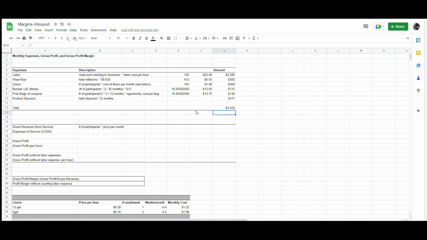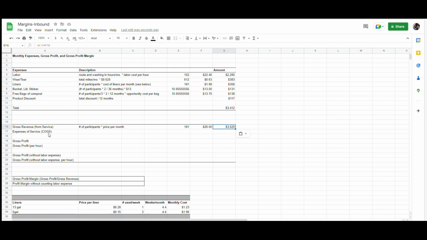Okay, good. So now I come down to the next section, the gross revenue from the service. Simply, how many people are participating in the service and how much do I charge them? Got 181 people participating. I charge them $20 a month. So again, I'm going to copy this same formula that's going to multiply these two together. That's my overall revenue, right?